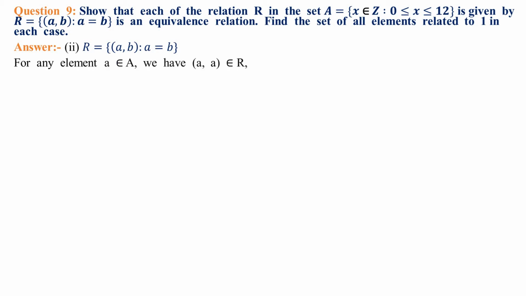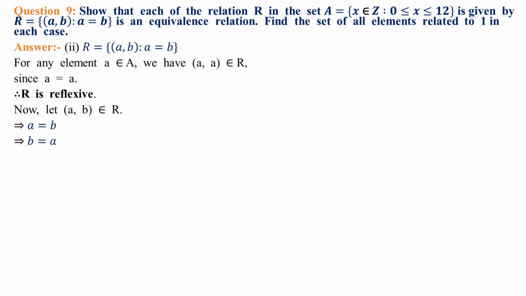Since (a, a) belongs to R because a = a is always true, therefore R is a reflexive relation. Next, let (a, b) belong to R. So (a, b) belongs to R implies a = b, which implies b = a, which implies (b, a) belongs to R. Therefore R is a symmetric relation.